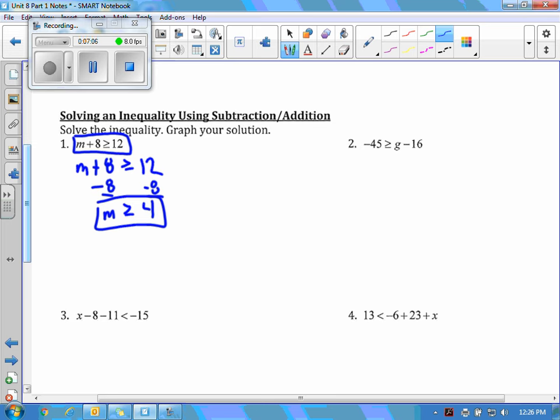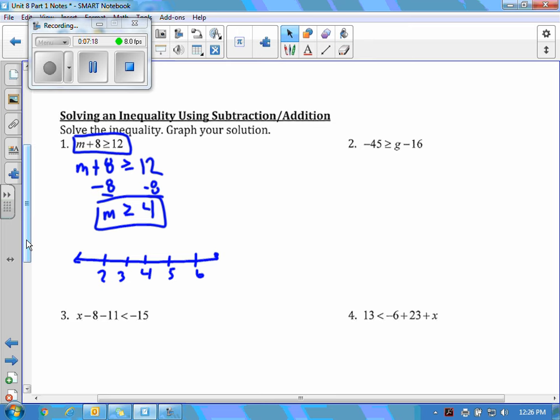Now the directions say to solve the inequality and graph the solution. So I need to draw my number line. We put 4 in the middle, add on a couple more here. And then it says m is greater than or equal to. The equal to part tells me that it's going to be a closed circle. It's greater than, so I'm going to go to the right. Alright, I'll leave number 2 for you guys.